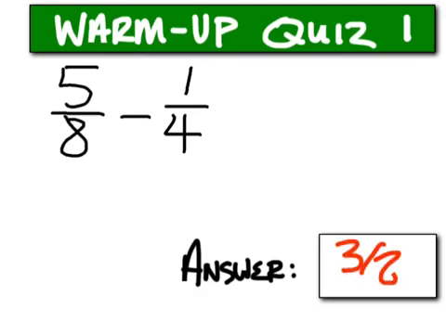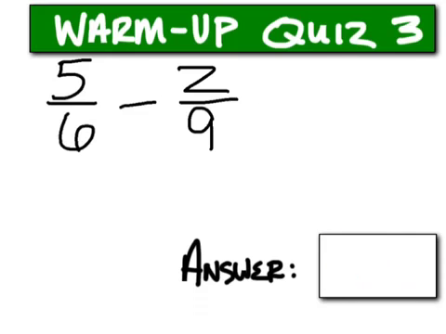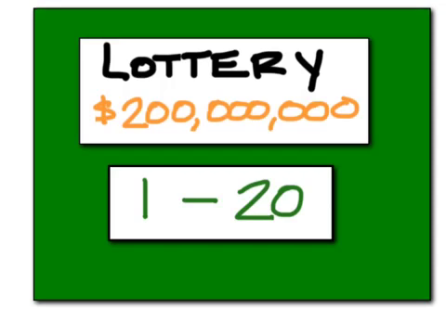Answer on this one, 3/8. Alright, answer on that one should be 7/6. Number 3. Alright, answer for this one should be 11/18. Go ahead and bring your number up for the lottery.